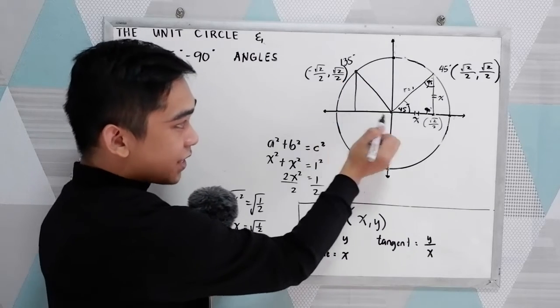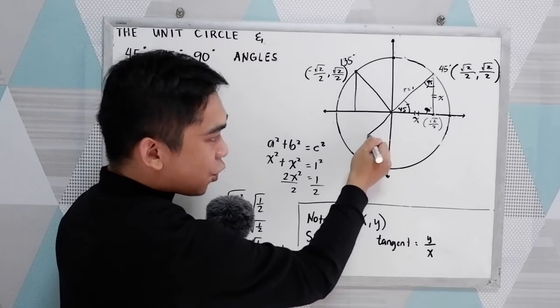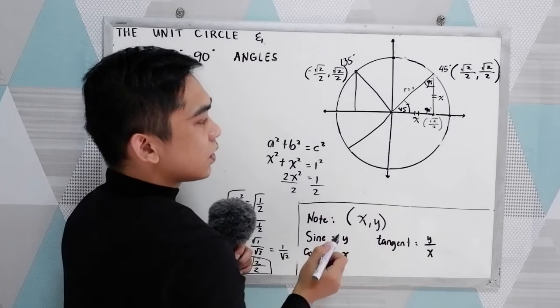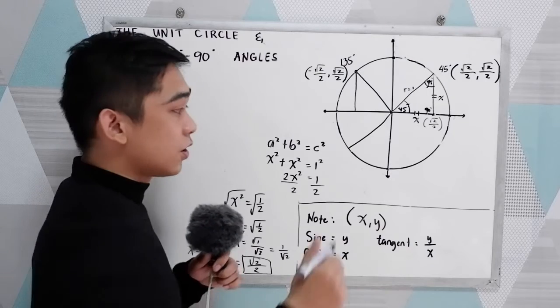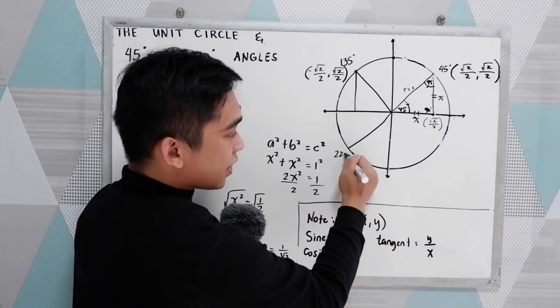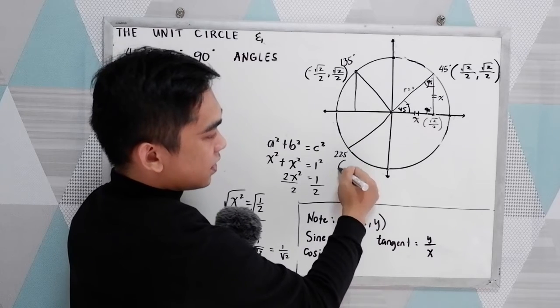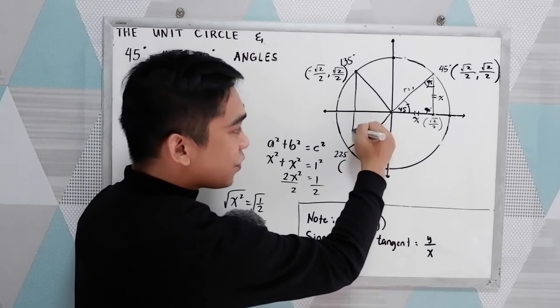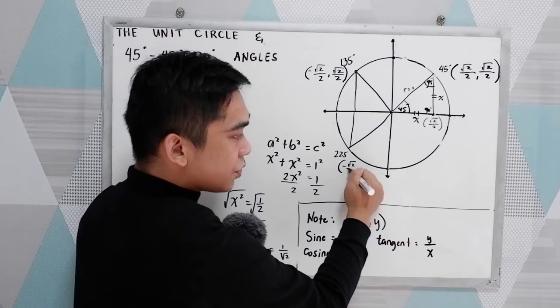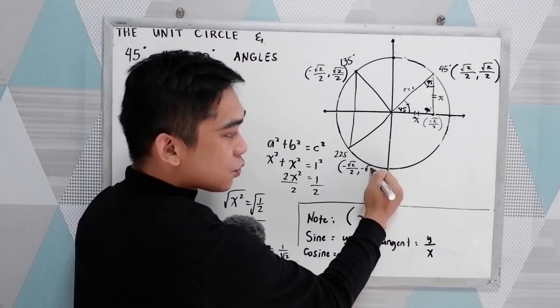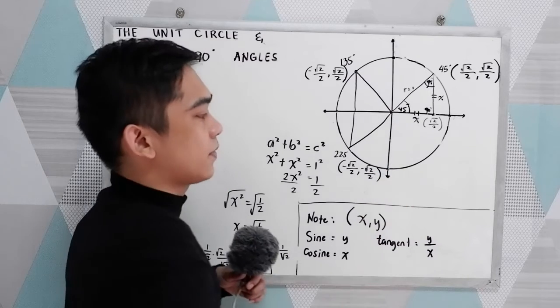So we have 180. 180 plus 45, that is 225. 225 is located in quadrant 3. So that is negative, negative. So negative square root of 2 over 2 and negative square root of 2 over 2.